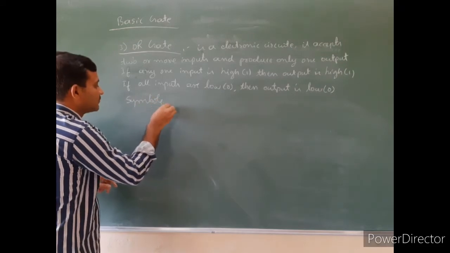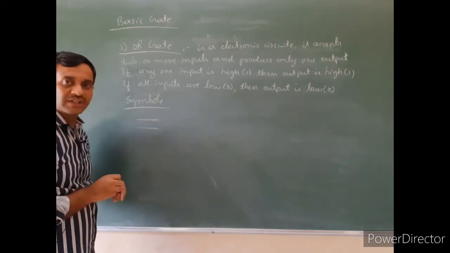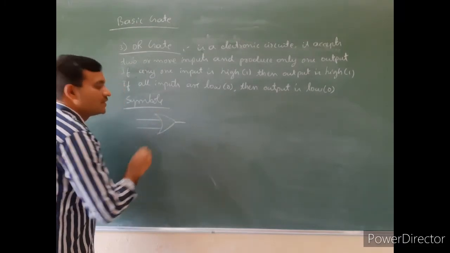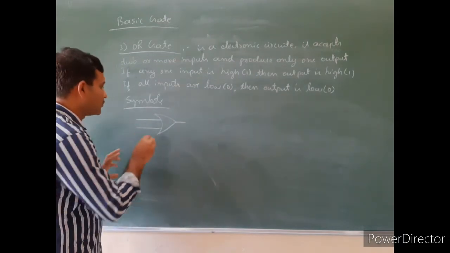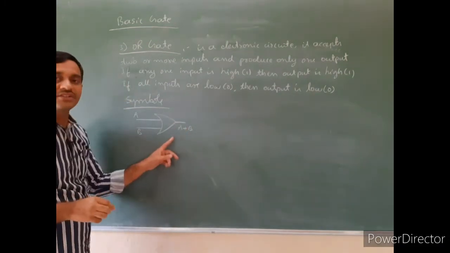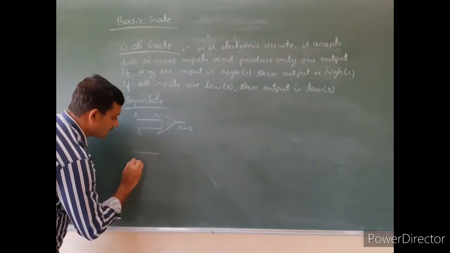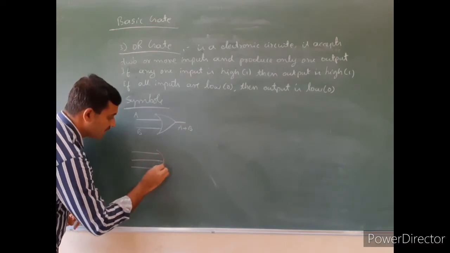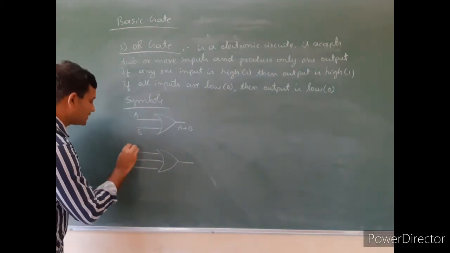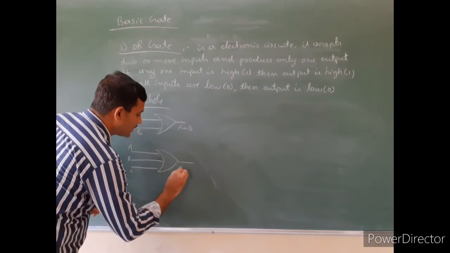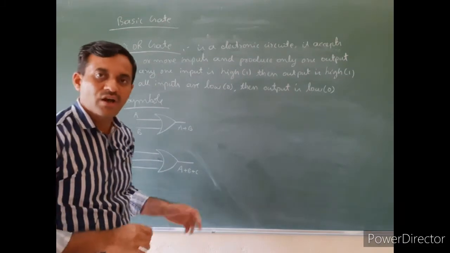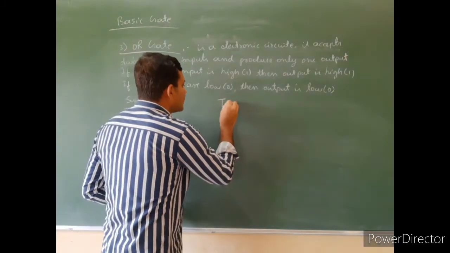It is a logic symbol, accepts two or more input signals and produces only one output signal. If the inputs are A, B, then output is A plus B. See the logic symbol. Then if there are three signals, it also produces only one output. If it is A, B, C, then output is A plus B plus C. That is the output. Let us see the truth table.